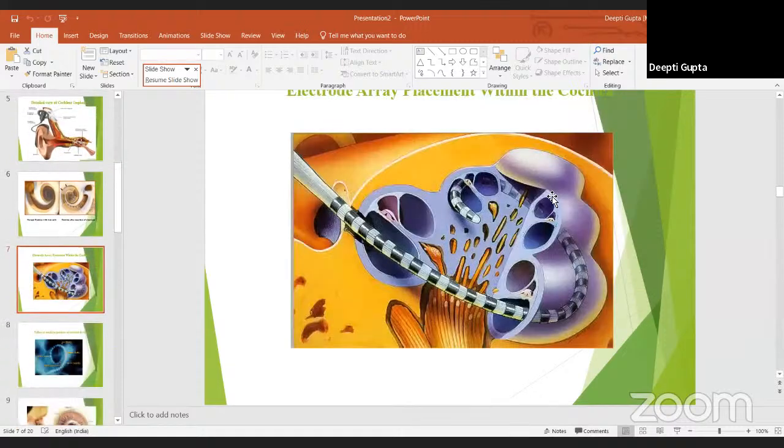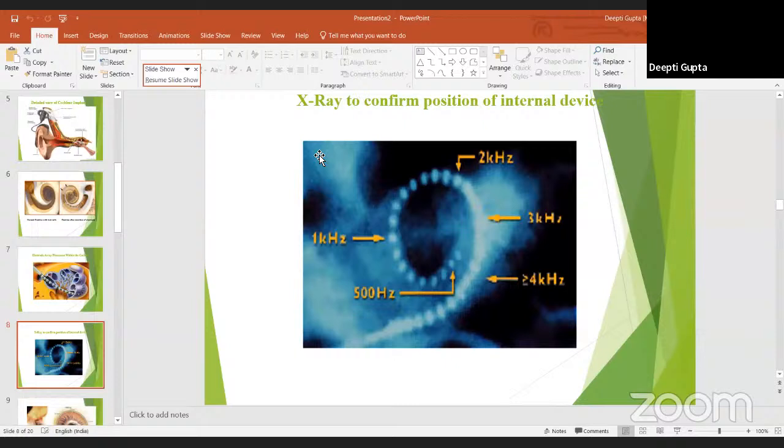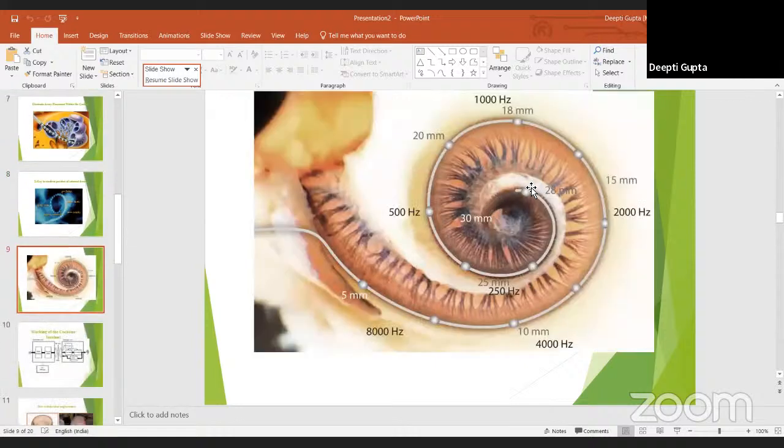So how does it look? It goes into the round window of the ear. Through the round window of the ear, it gets inserted. And after insertion, this is how it looks with an X-ray. This is called the apex part and this is called the base part. The apex part has lower frequency and the base part has higher frequency. Or in a more clear picture, we can see it like this. And these are the electrodes according to different frequencies. Then how frequencies are combined according to each individual electrode, we can see with this diagram.